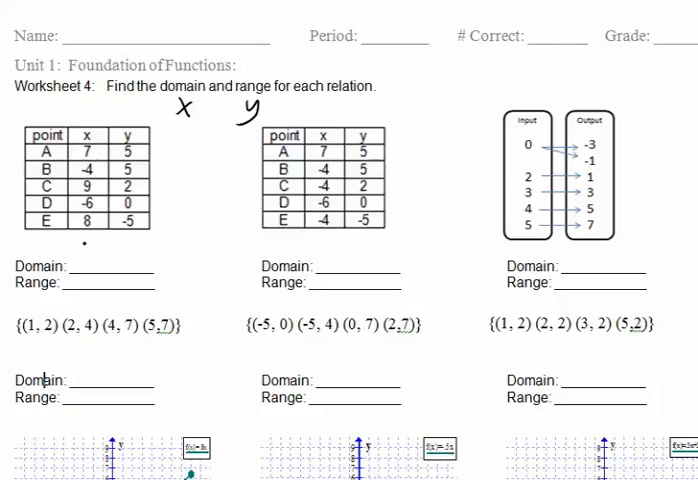So what we do to write this, we're going to put it in a little bracket here. Actually, it's called a brace. And we just write the x values, and close the brace. And then the range is just the y values. So same thing on this one. The domain would just be the x values, and the range would be the y values.